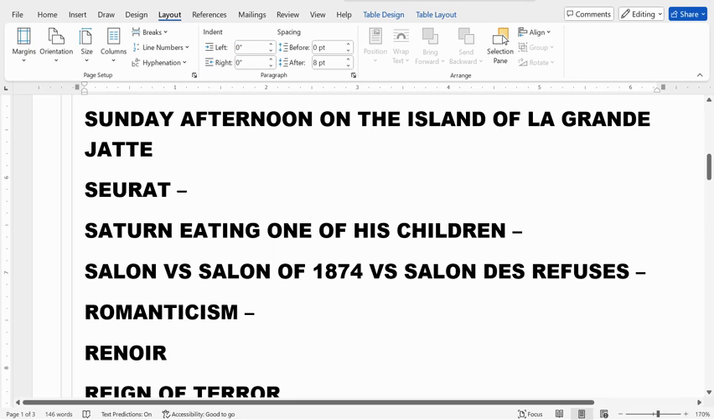All right, the Sunday Afternoon on the Island of La Grande Jatte is on there. Just know the slide ID info.